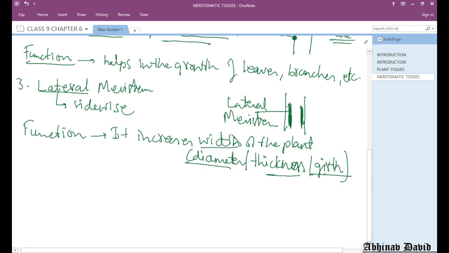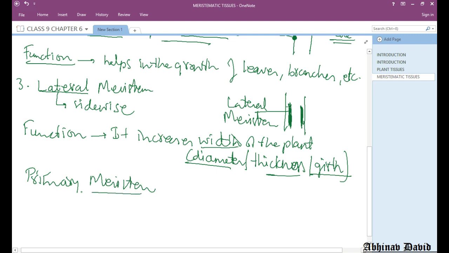You might have seen any plant: first it increases lengthwise, and after a certain age, when it has increased up to a certain height, only then does the thickness of the plant start increasing. One more thing I want to tell you here is that meristematic tissues can again be classified into two categories. Basically they are called primary meristem and secondary meristem.